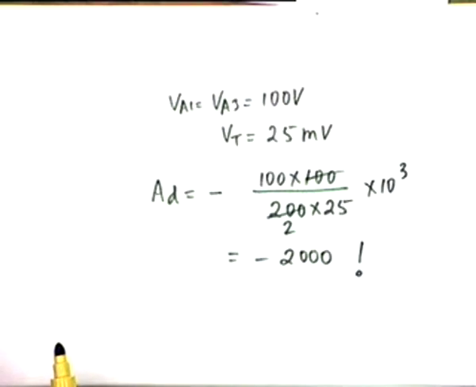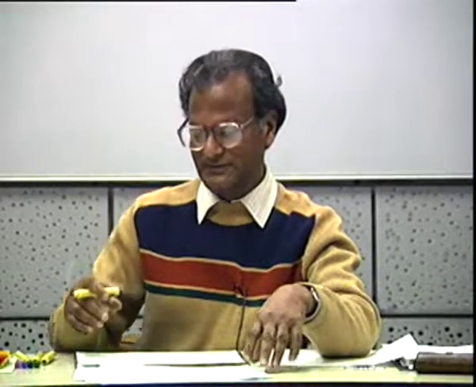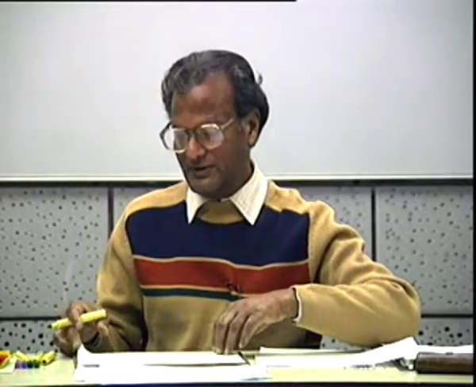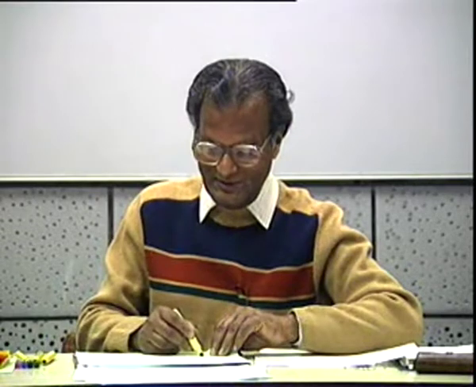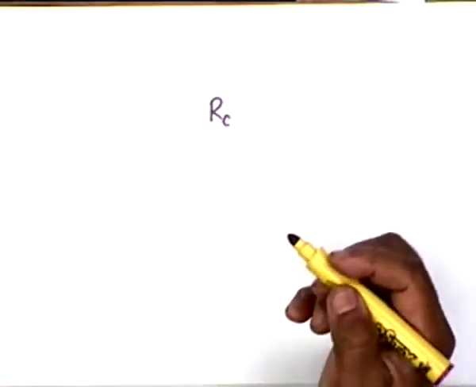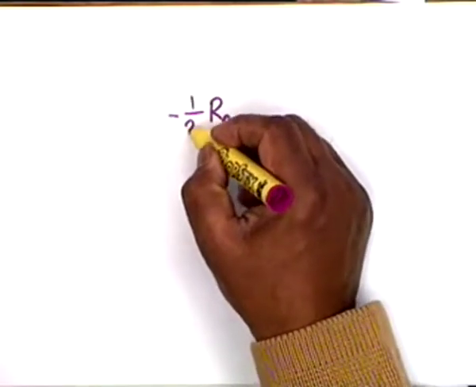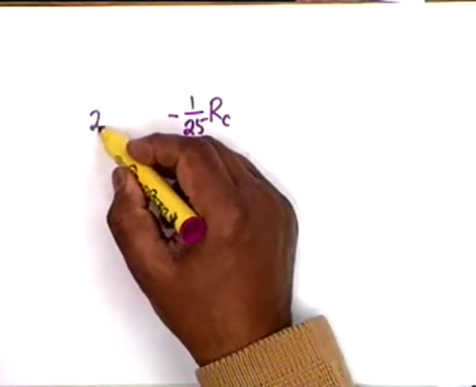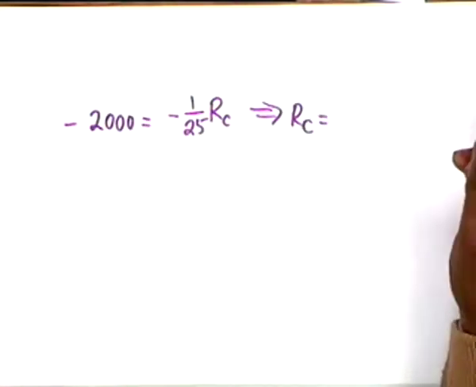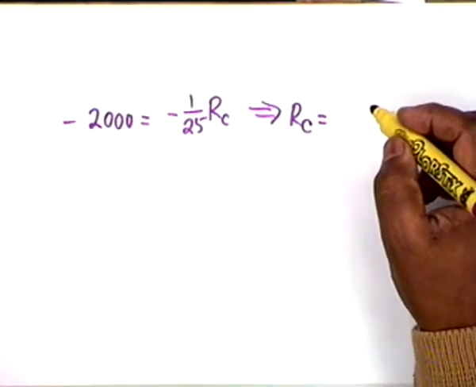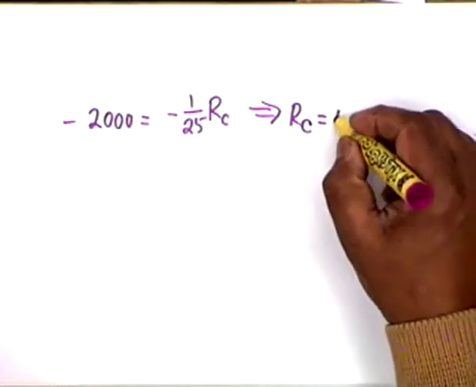Alright? If the collector current is 1 milliampere, then what is GM? 1 by 25. So if I had used a lumped resistance R sub C, minus 1 over 25, and if this gain is minus 2000, what is R sub C required? How much? 50K.